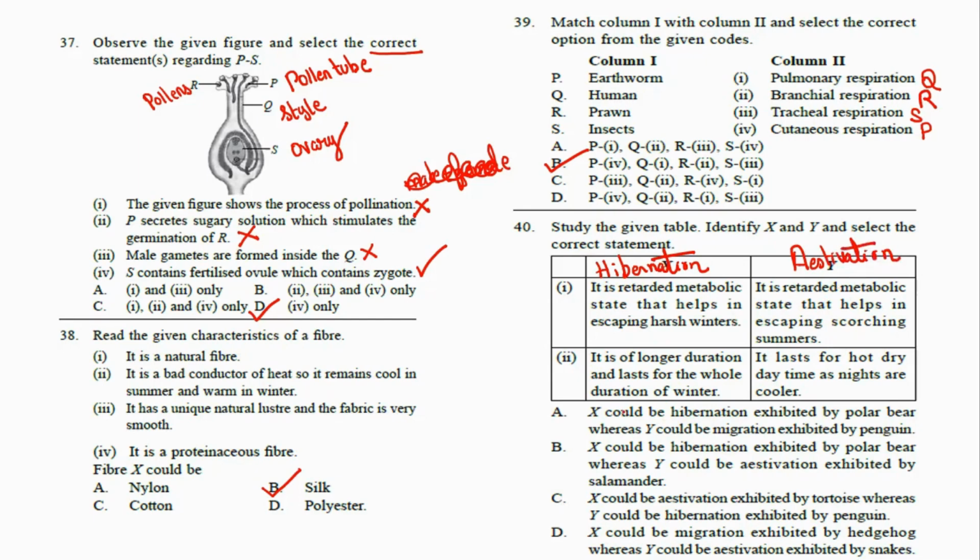So we have to find out the correct option. A says X could be hibernation exhibited by polar bear, whereas Y could be migration exhibited by penguin. So this part is wrong, so the statement is also wrong. B says X could be hibernation exhibited by polar bear, whereas Y could be estivation exhibited by salamander. This is the correct answer, because here X is hibernation and Y is estivation. So B is our correct answer.